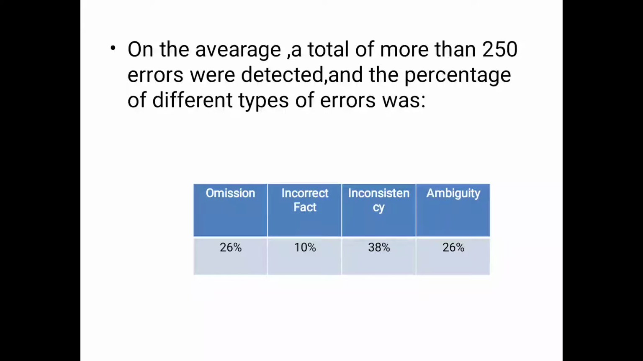On average, a total of more than 250 errors were detected, and the percentages of the different types of error were as follows. For example, if we get 250 errors in some project, of these 26 percent belong to omission, incorrect fact is 10%, 38% for inconsistency and 26% for ambiguity.